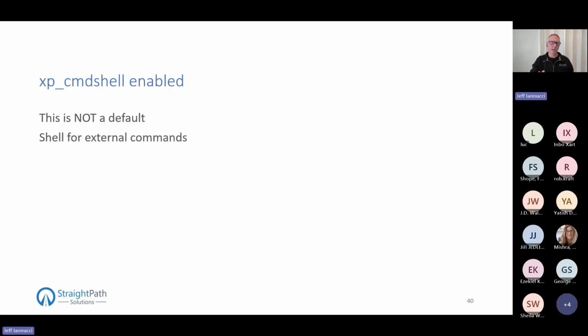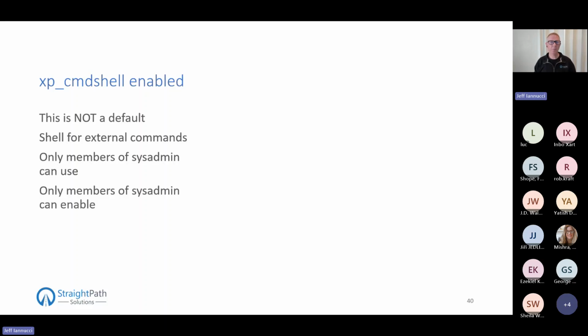But here's why I don't freak out about xp_cmdshell if I see it enabled on a server. There are two things to remember about that. First, only members of the sysadmin role can even use xp_cmdshell. If you're not in the sysadmin role, you can't do anything. And if you're in sysadmin, you can enable or disable that setting anytime you want. So the real issue here is, who is in your sysadmin role, right?